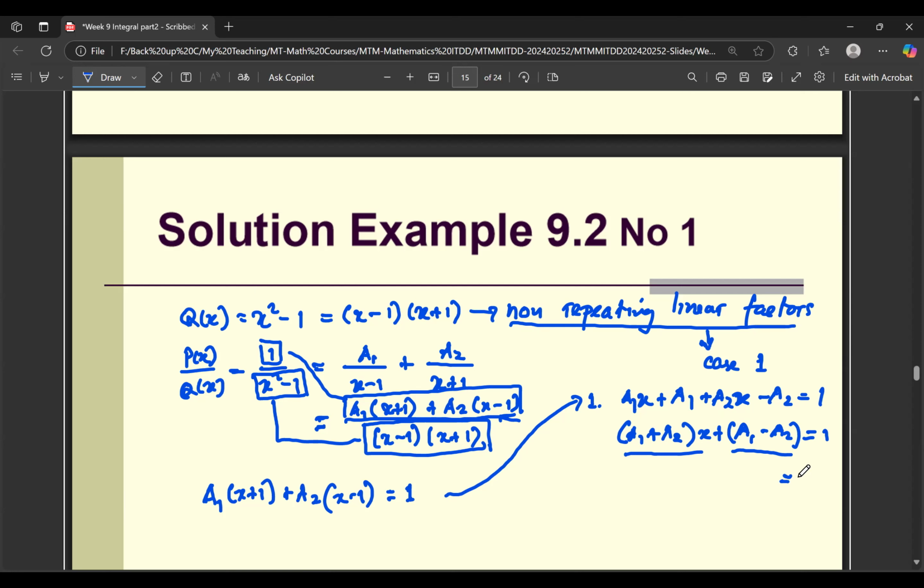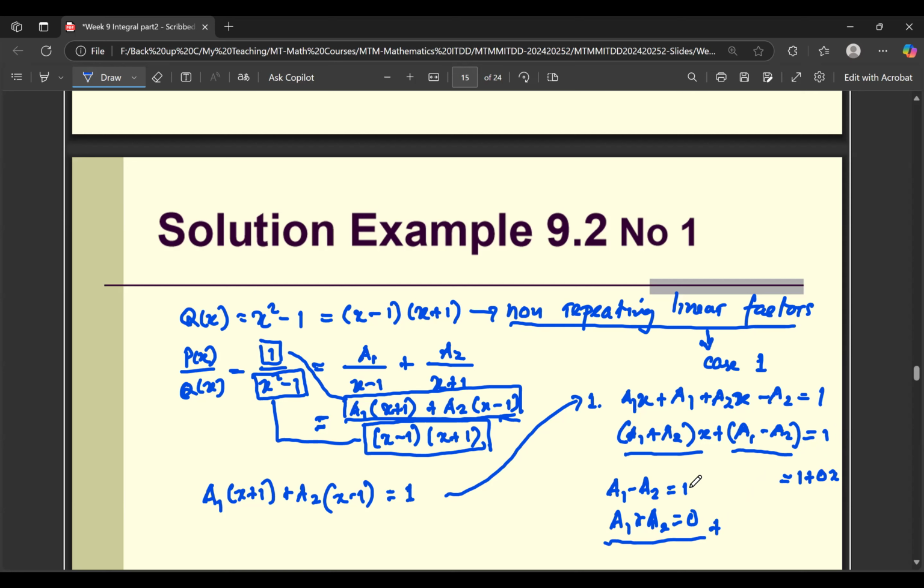Actually, on the left we have 1 plus 0x, so to equalize with the left side, it means that A1 minus A2 is equal to 1, and A1 plus A2 is equal to 0, because implicitly we have 0x on the right. To solve A1 and A2, we can use elimination and substitution.